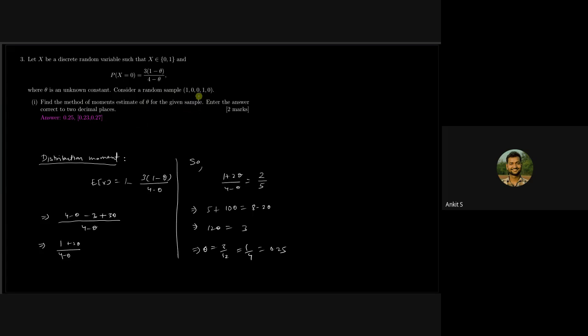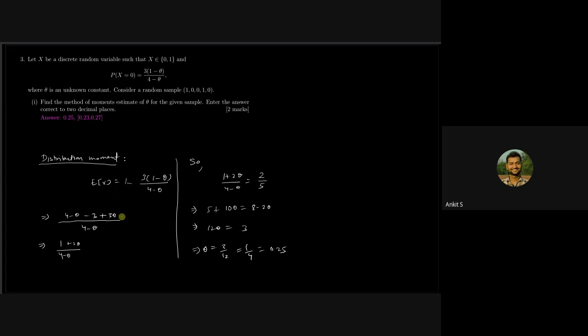Okay, so how do you do this? We first calculate the distribution moment. Distribution moment is simply the moment calculated from the distribution. You remember it: expected value of x, expected value of x squared. These moments are calculated in terms of the distribution parameters, in terms of the actual distribution. So expected value of x is equal to this.